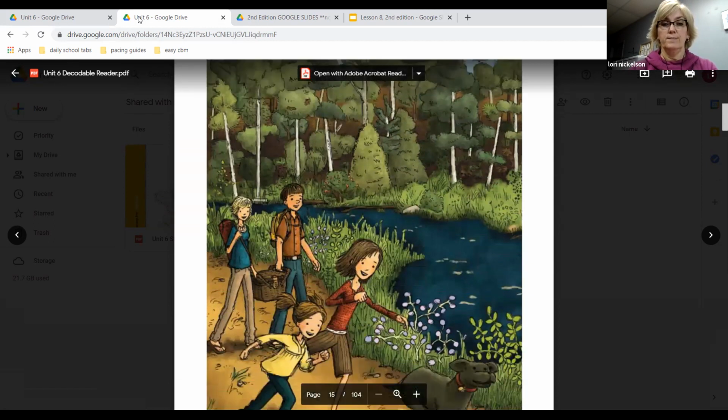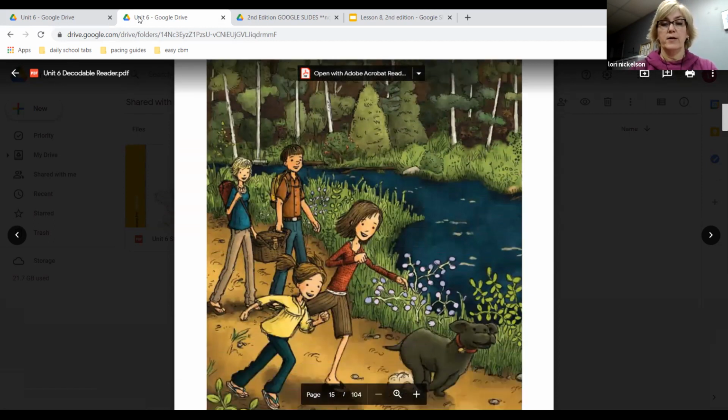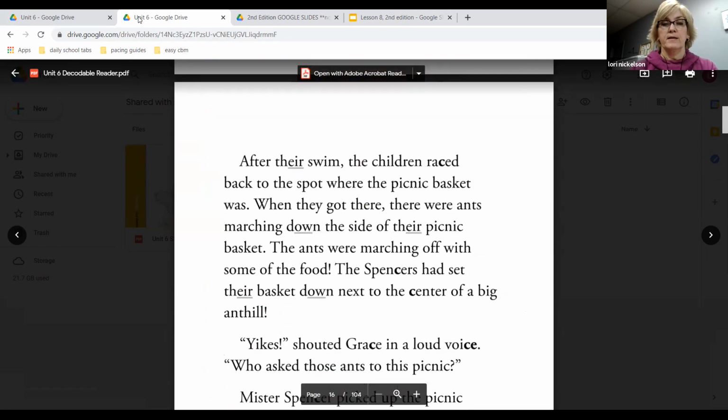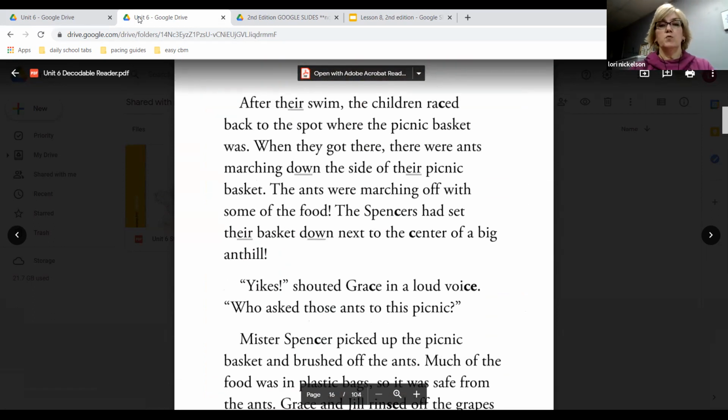There they all are, Mom and Dad and Pepper and Grace and Jill. After their swim, the children raced back to the spot where the picnic basket was. When they got there, there were ants marching down the side of their picnic basket. The ants were marching off with some of the food. The Spencers had set their basket down next to the center of a big ant hill.